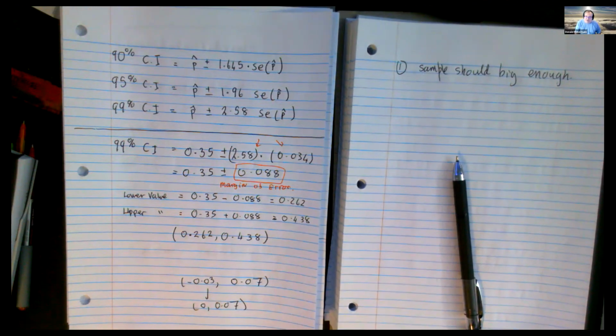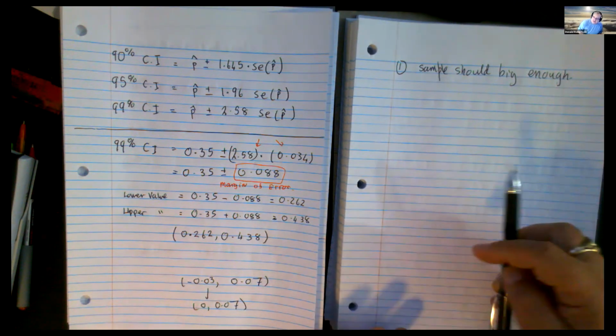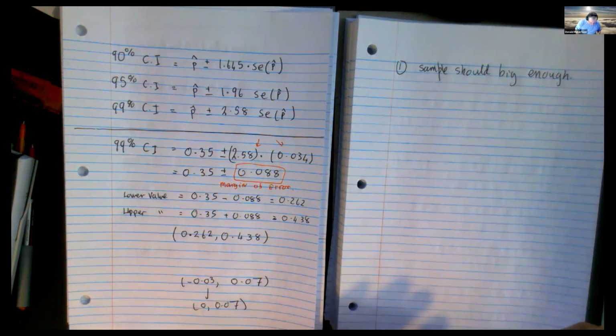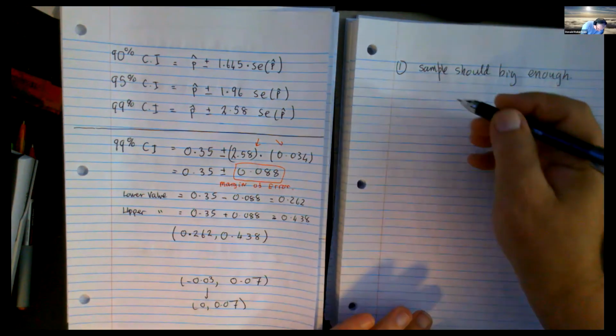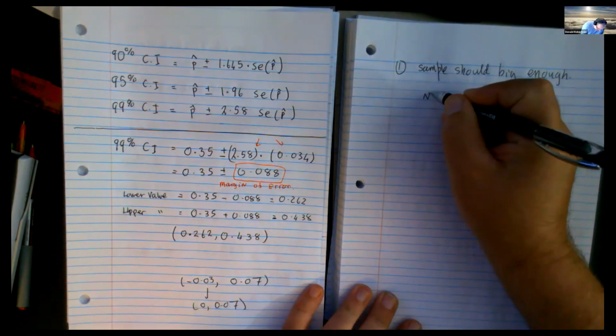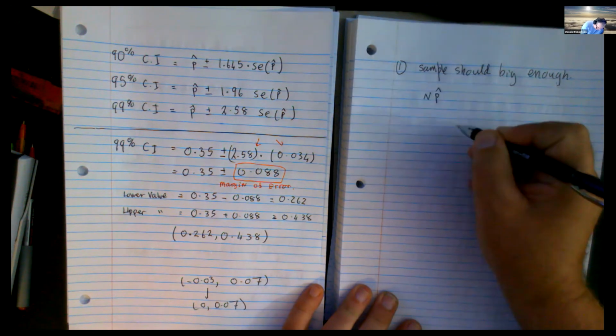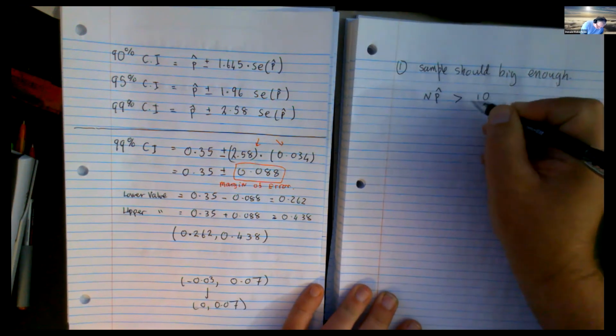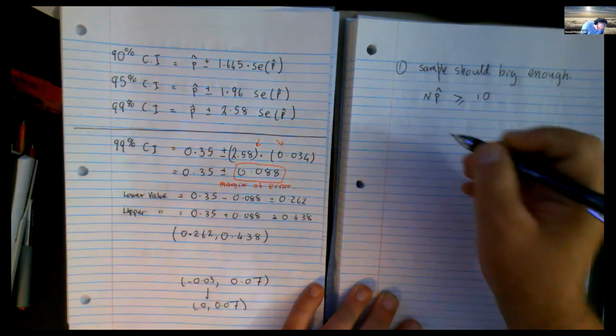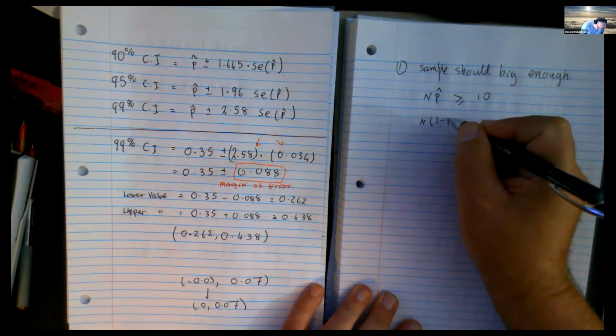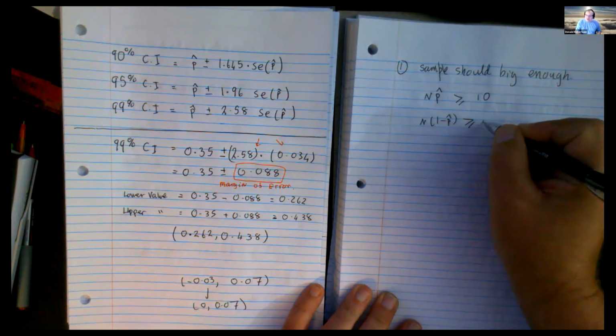Would you agree it would make sense that you couldn't do a sample by just asking one person? Right? Not a good idea. Or even 2 people, still not a good idea. So what are the rules for what is big enough? Well, they do actually have a test. n p hat should be bigger than or equal to 10 in some textbooks. And n times (1 minus p hat) should always be bigger than or equal to 10.